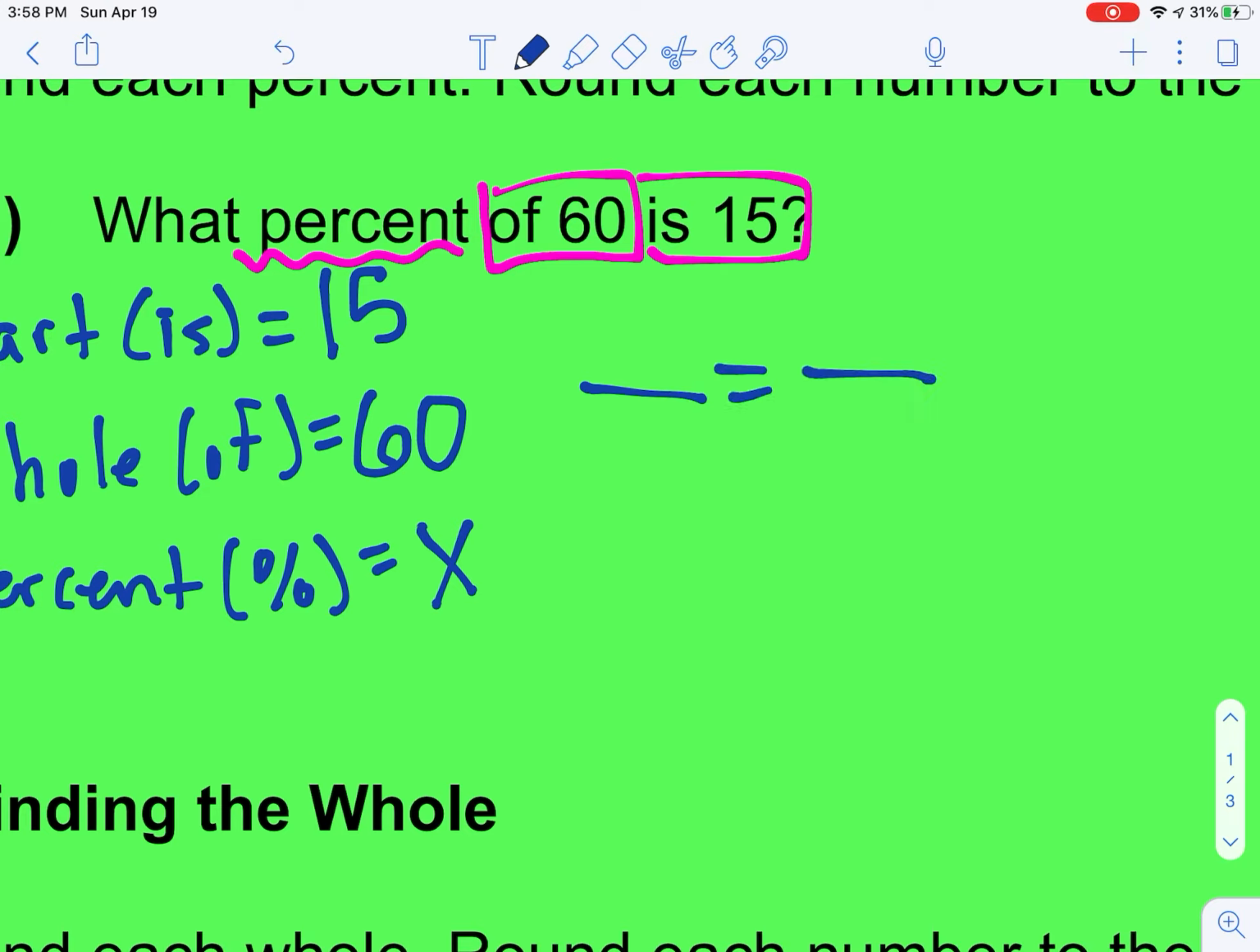And the first thing I do when I'm solving a percent proportion is put the number 100 in the bottom right-hand corner, because that's always the same. The next thing I do is the percent, which goes above the 100. I do not know what the percent is. Now I can fill out the left side of my equation by doing part over whole. My part is 15, and my whole is 60.